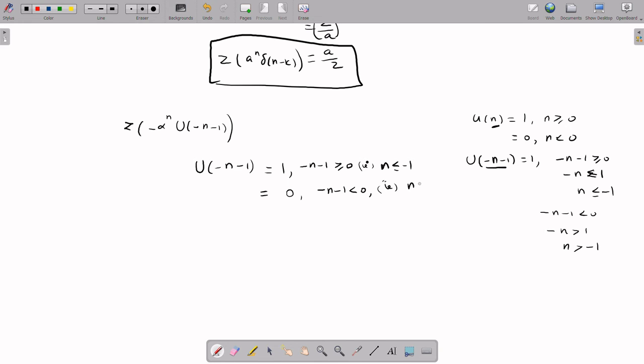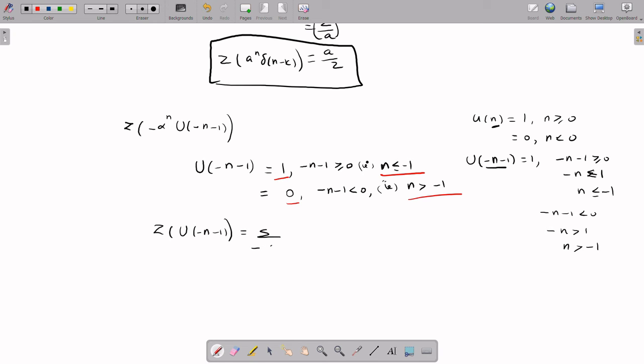That is n is greater than minus 1. So this is the limit, where the function is 1 when n is equal to 1 in this case, and n is equal to 0 otherwise. Now we have to find out: is it the transform of the unit step function? Is it the transform of u of minus n minus 1? We have to find it out.